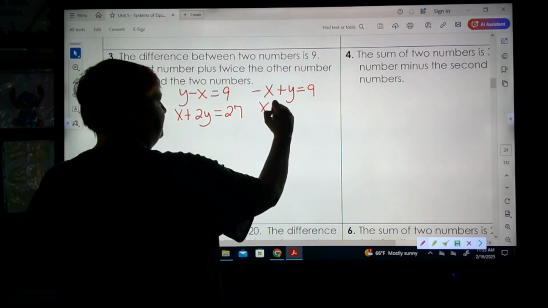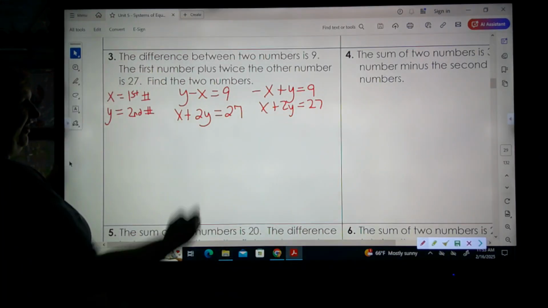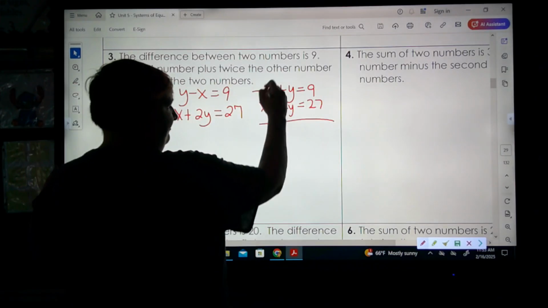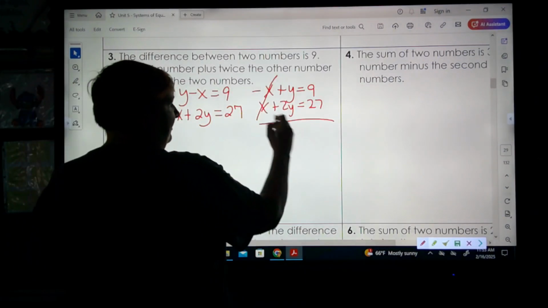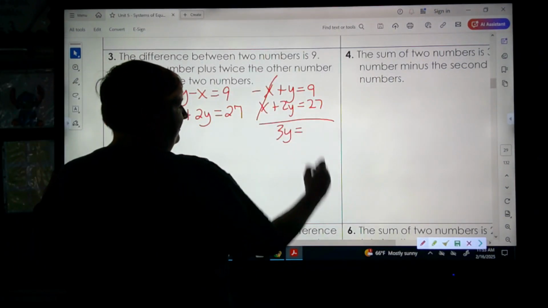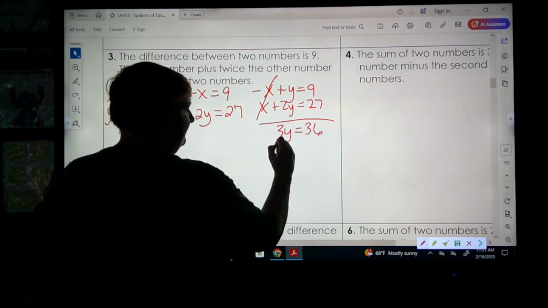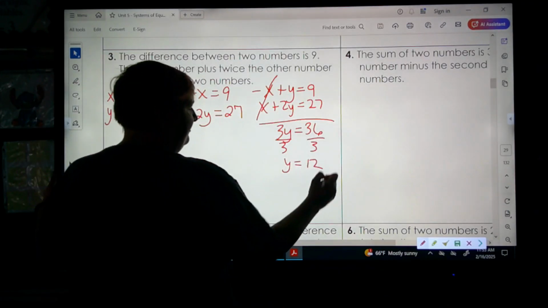And then we have x plus 2y equals 27. I just rearranged it so that they lined up. And then you have a canceled term. We have 3y equals, what is that, 36? Divide by 3. Y equals 12.